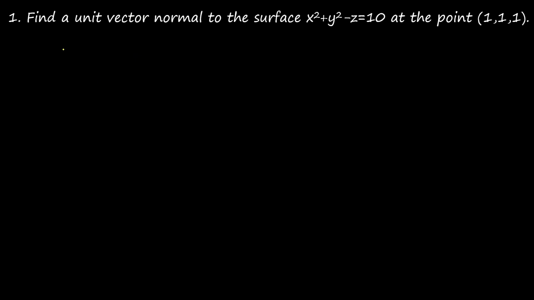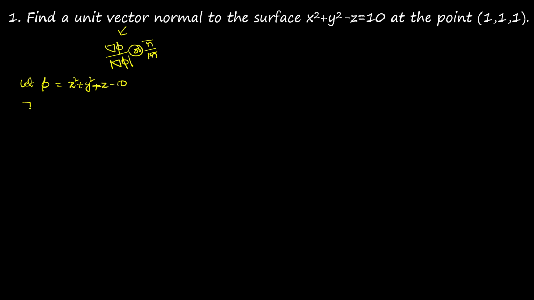Let's go to the first problem. Find a unit vector normal to the surface. The normal vector to the surface formula is del phi by modulus of del phi, or we write n bar by modulus of n bar. Let phi equal x square plus y square minus z minus 10.